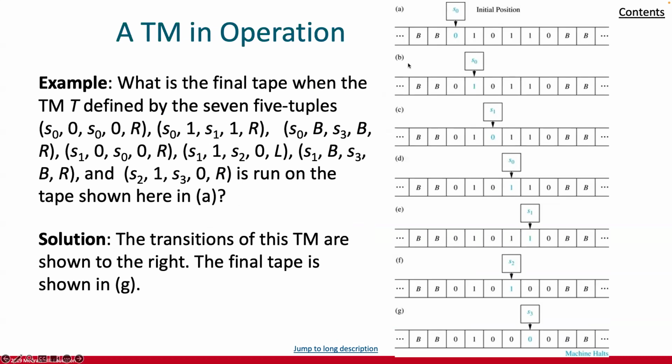So this just gives you an example of a Turing machine in motion. And so what is the final state when the Turing machine T defined by these 7-tuples is run? Basically it's going to go back and forth depending on what it's called to do. And since this is an infinite tape, it can wind forward or backward as far as it needs to, based on what it's called to do and the amount of computation that's needed to come up with a solution.